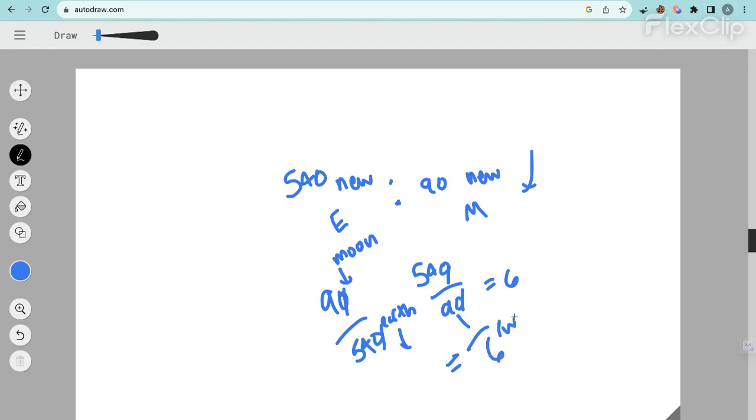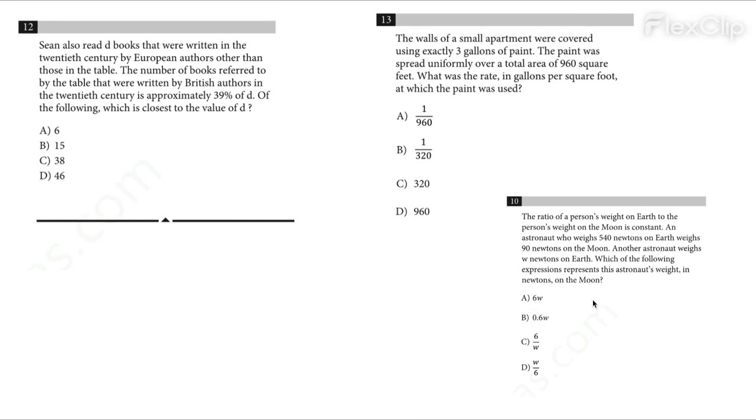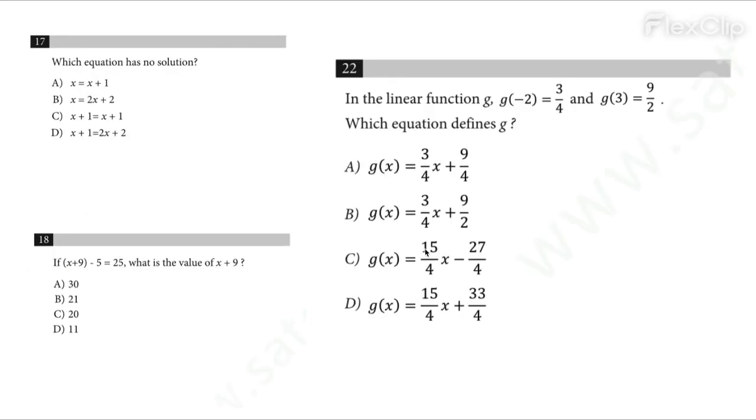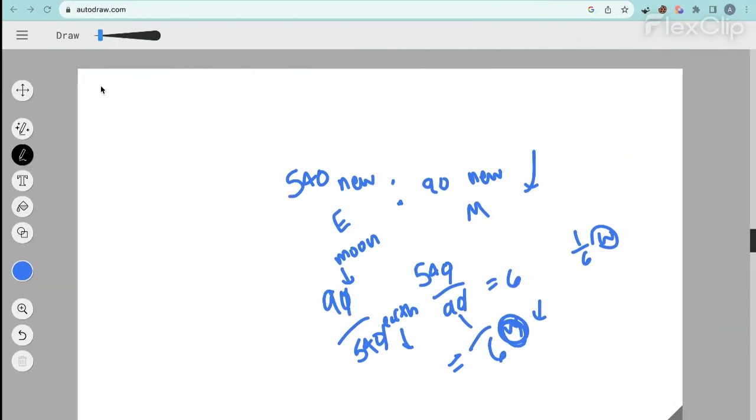And then you multiply that by W, because W is the new value. Remember, a ratio doesn't change, so if you multiply something by the ratio, it equals the answer. So it'd be 1 over 6 times W, and that's answer choice D. So that's your answer.